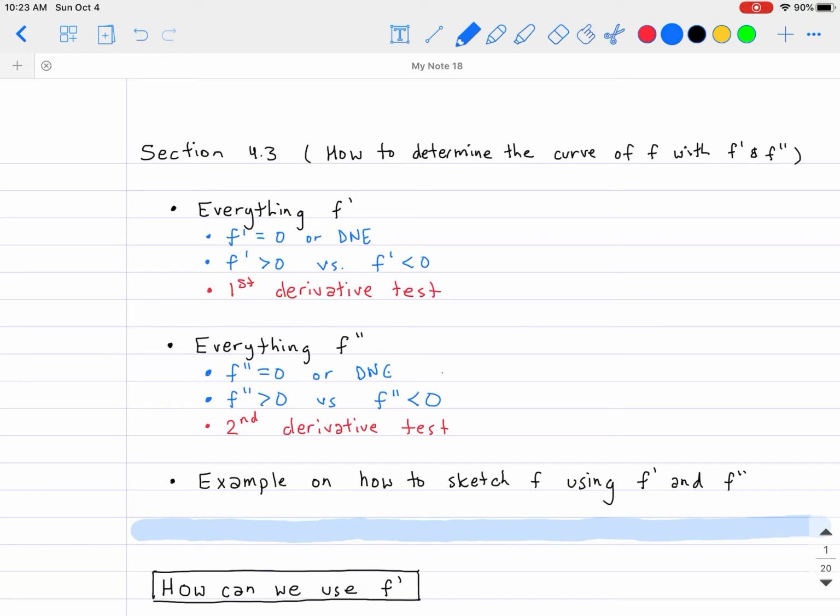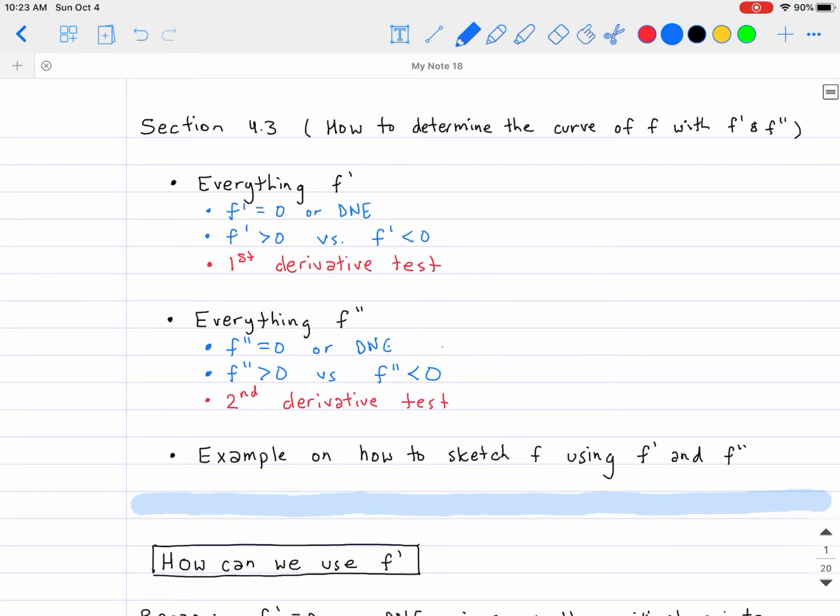Hello everybody, welcome back to the fourth chapter of calculus, and today we are going to talk about how to determine what the graph looks like if you know f prime or f double prime. So that means that you have the function and you can solve for the first and second derivative, and I want to know how to use those two equations to figure out what f actually looks like.